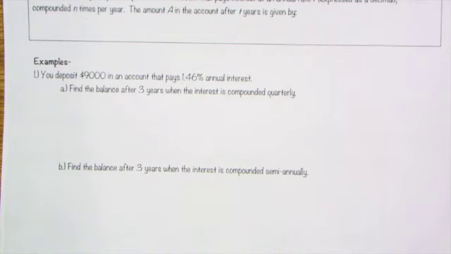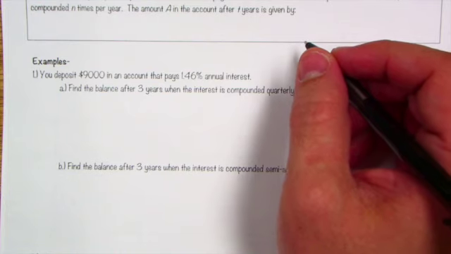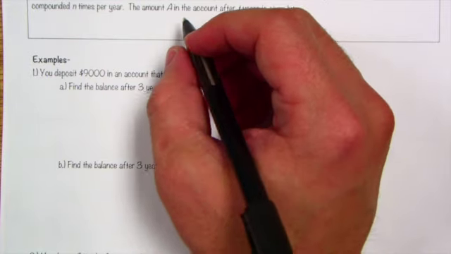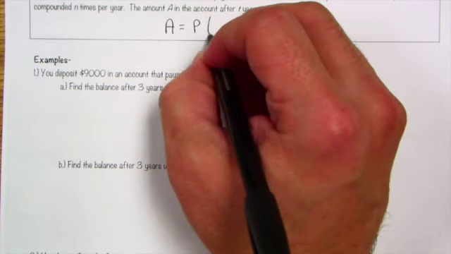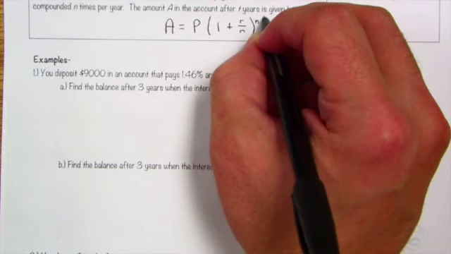So consider the initial principal P, that'll be the initial amount, it's the same as in the previous equation, and that pays interest at an annual rate, expressed as a decimal, compounded a certain number of times per year. The amount A in the account after t years is given by this formula. This is a modified version of your previous exponential function: A equals P(1 plus R over N) to the NT.